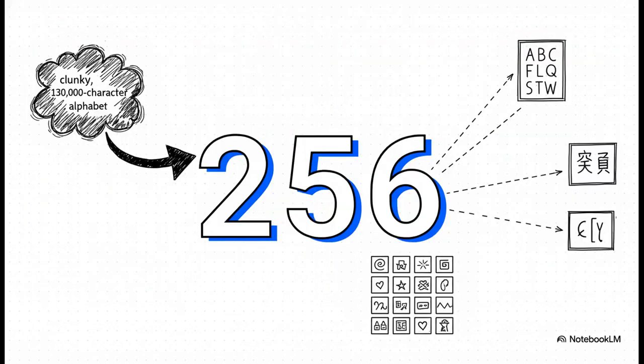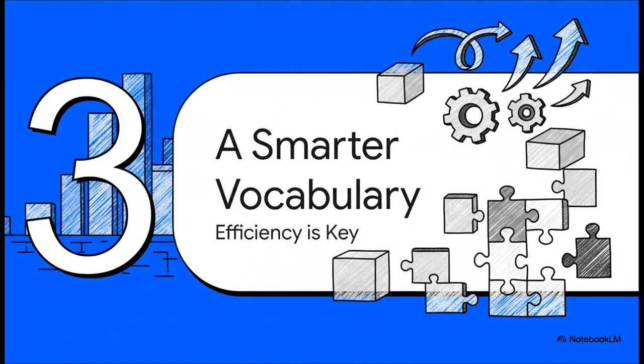I mean, just look at that number, 256. That's it. They went from a clunky, bloated alphabet of over 130,000 characters down to a super elegant universal alphabet of just 256. Because with those 256 bytes, you can perfectly build any text in any language, no exceptions. It's beautiful.